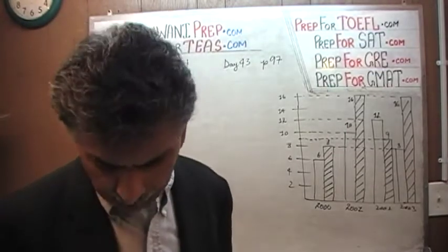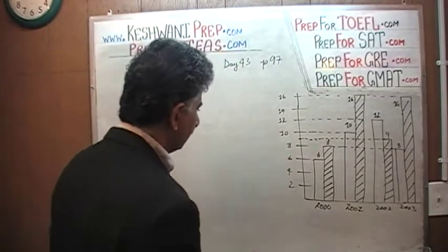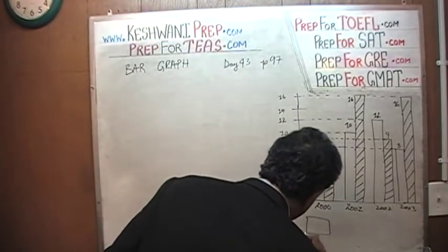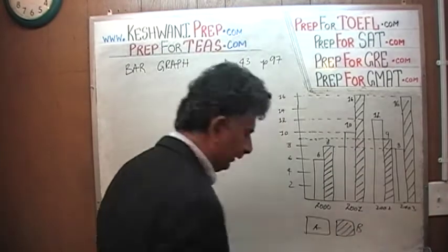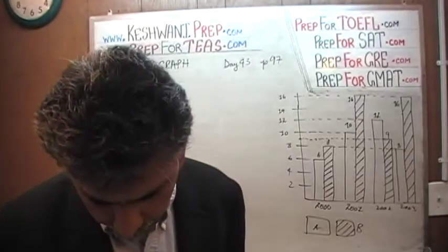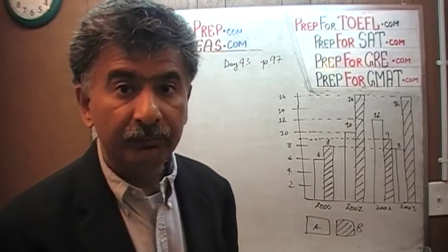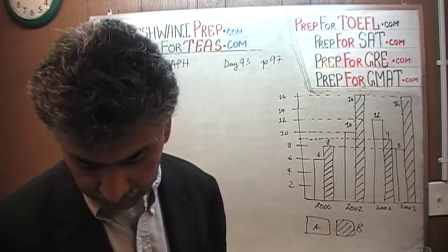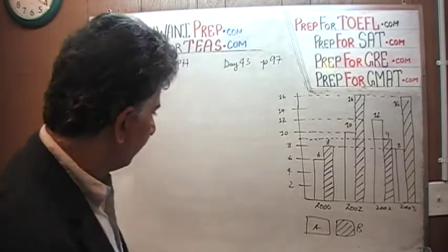Question number 2 is what we're looking at. It says the graph above shows the performance of stock A and stock B. So this one is your stock A, and the one with the lines across is our stock B. It says the graph above shows the performance of stock A and stock B from 2000 to 2003, as we see here. In what year were the earnings for stock A the greatest? Well, let's take a look at it.